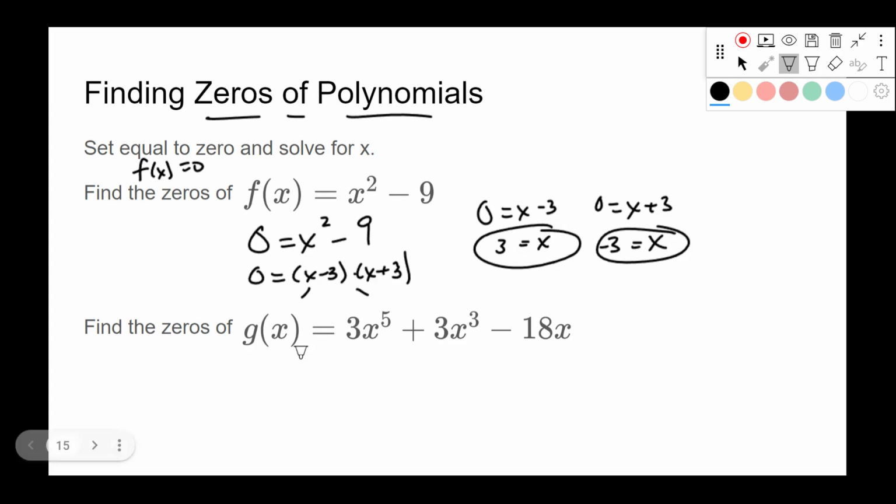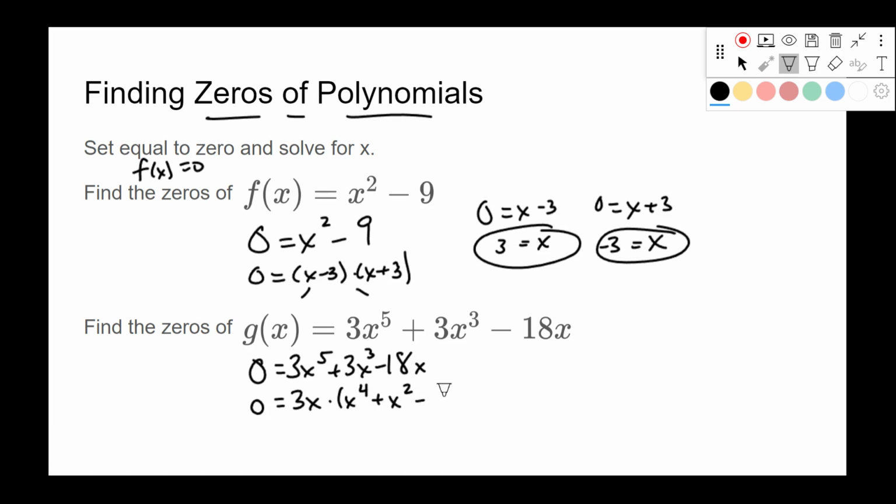All right, let's try g of x equals 3x to the fifth plus 3x to the third minus 18x. All right, so the first thing we're going to do is set it equal to 0. We're going to try to solve this thing. And hopefully you remember that when you look at this, set it equal to 0, the first thing you should think of is factor it. So let's factor the GCF, take out 3x. We're left with x to the fourth plus x squared minus 6.